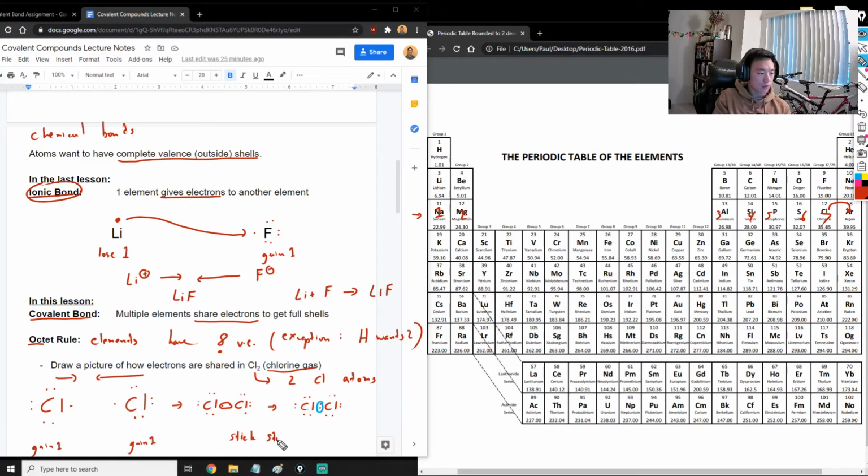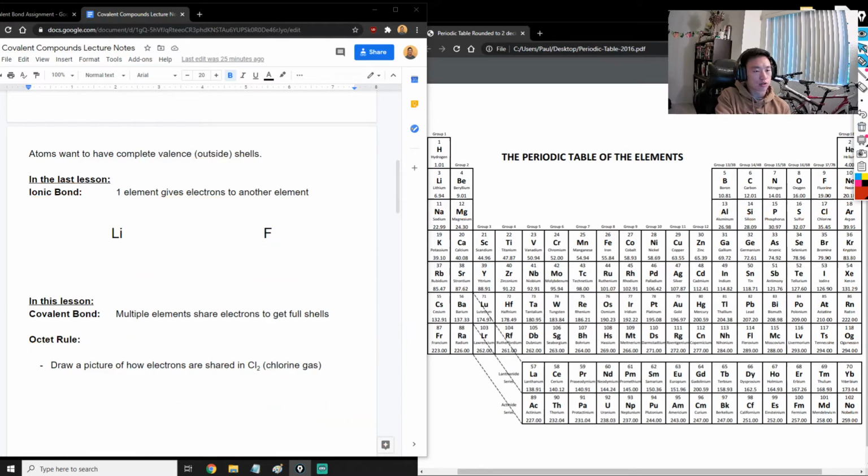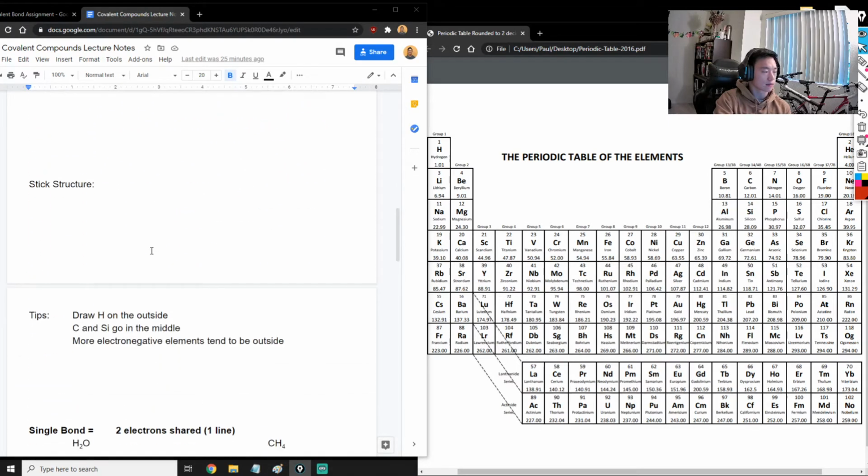So what we can also create is something called a stick structure. In a stick structure, every time 2 electrons are shared, all we need to do is just draw one line. So this would be the stick structure for Cl2. Okay, this one right here. Alrighty, let's do a couple more examples just so that you guys are more familiar with looking at these things.